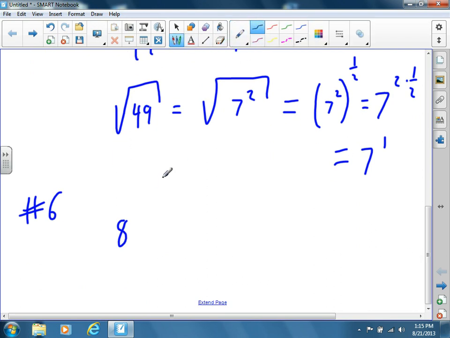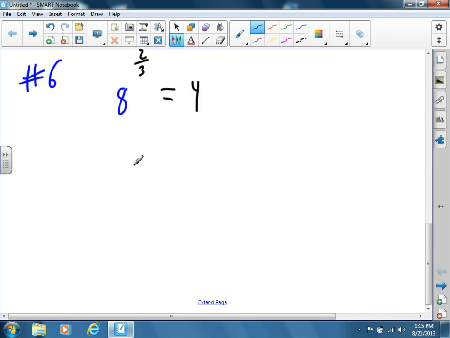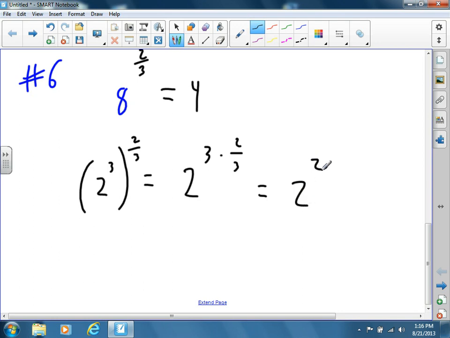So we have 8 to the 2/3, and we just write down 4. Now again, I can just put this in my calculator. It's going to tell me it's 4, right? I don't really have to do much. But if I have 2 cubed, that's the same as 8, right? And 2 cubed to the 2/3 would be 2 to the 3 times 2/3, which is the same as 2 squared, which is 4. And that's why I wrote down 4, because I saw that.